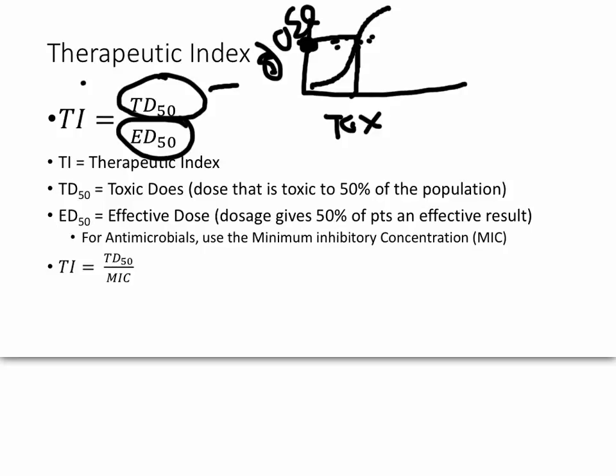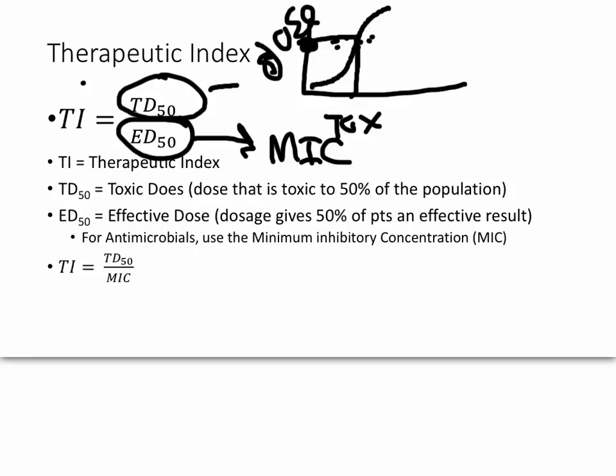We don't want people to have toxic effects. We don't want 50% of them to have toxic effects, we don't want any of them to have toxic effects. So that's why the therapeutic index is helpful. ED50 is the effective dose. Whenever we're talking about antimicrobial agents, you can substitute the ED50 for the minimum inhibitory concentration. At what minimum dose do I get an effect?